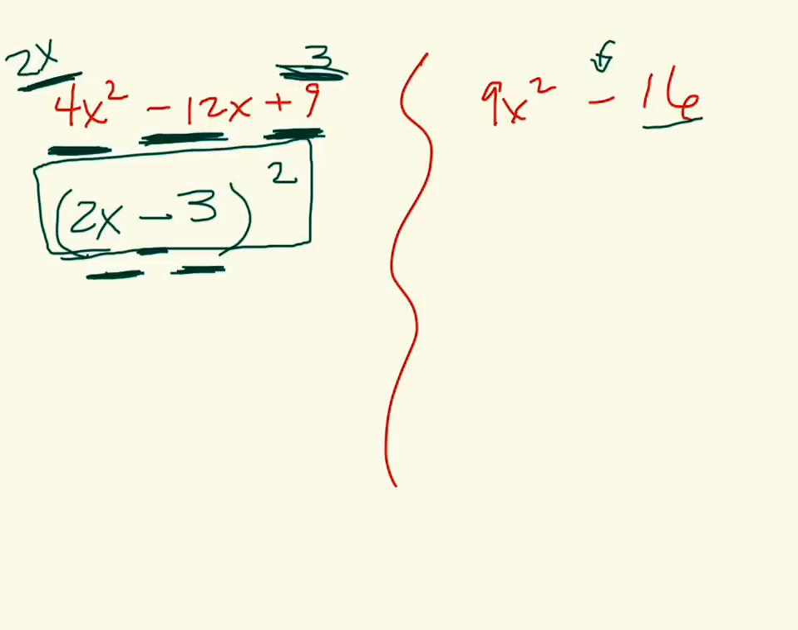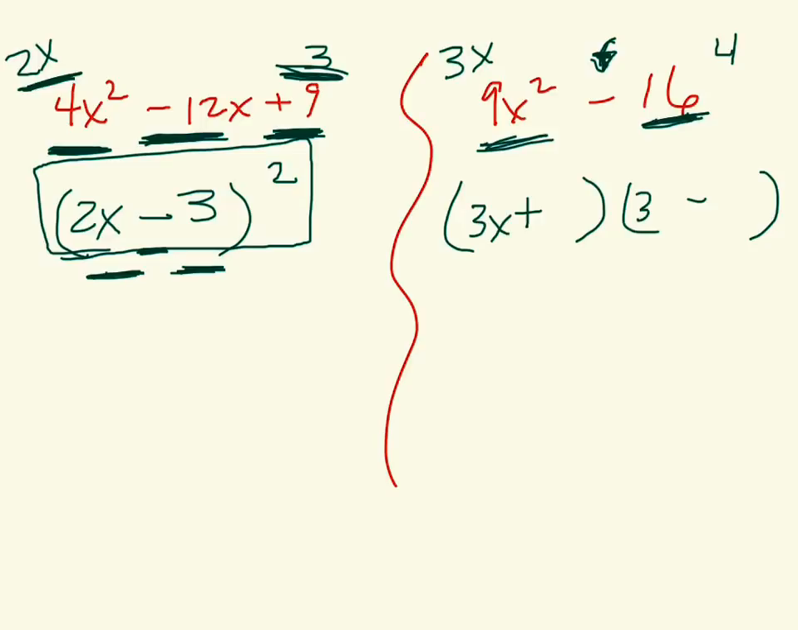Difference of two squares. Right? Difference meaning subtraction of two perfect squares. What's the root of 9x squared? 3x. What's the root of 16? 4. Okay, so what happens is there's no middle term, so something has to cancel. That means we have a positive and a negative in here. Here we have 3x, same way over here, 3x. Here we have a 4, here we have a 4. There's your answer right here.